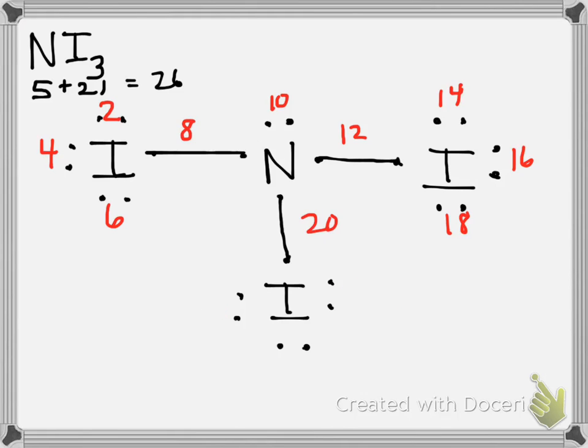So again, my final structure then, and you don't have to write all these numbers in when you do these. I'm just doing it to illustrate the point visually here. That's what your final structure would look like for NI3. Okay, questions there? Okay, let's look at the next one.